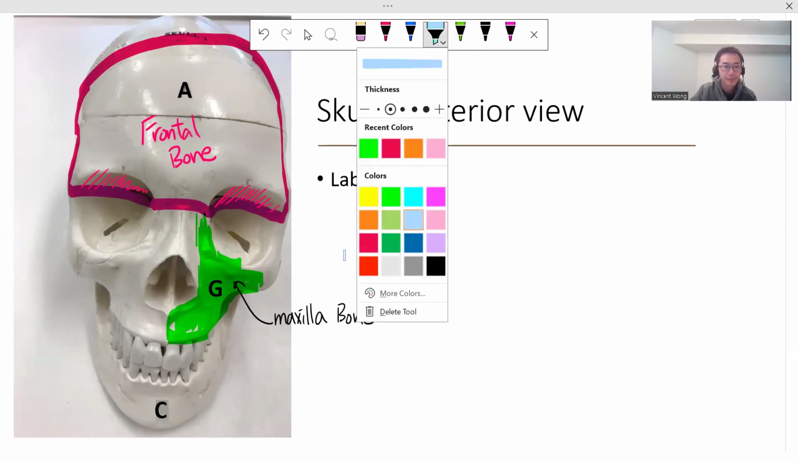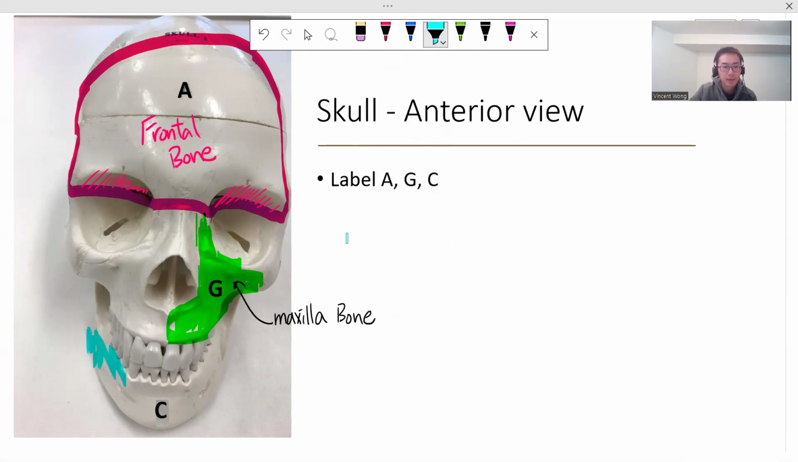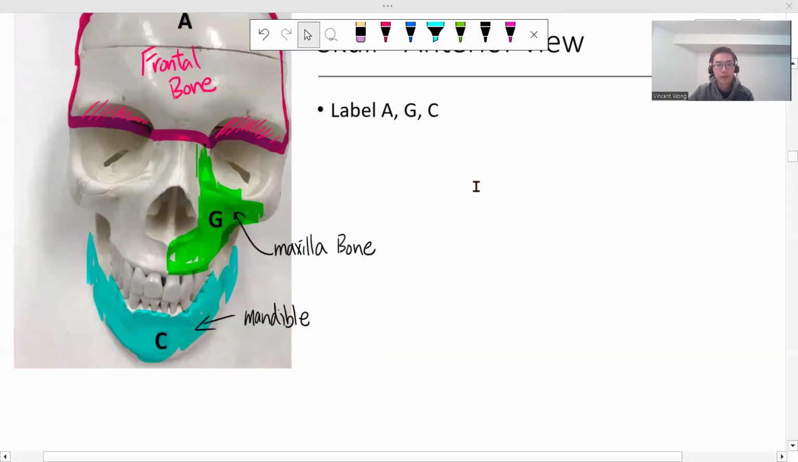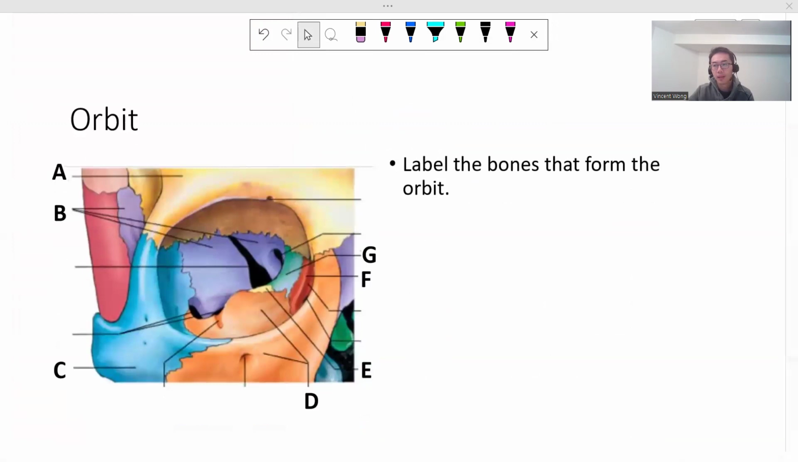C, mandible. Yeah. The only movable bone, right? In the whole head. There we go. Mandible. Moving on. These are bones of the orbit. So 7 bones in total, right?